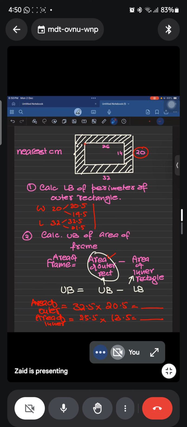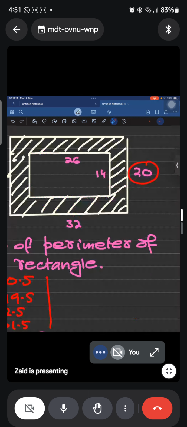26 is this one, and 14 is this one. We are going to talk about the inner rectangle. X.